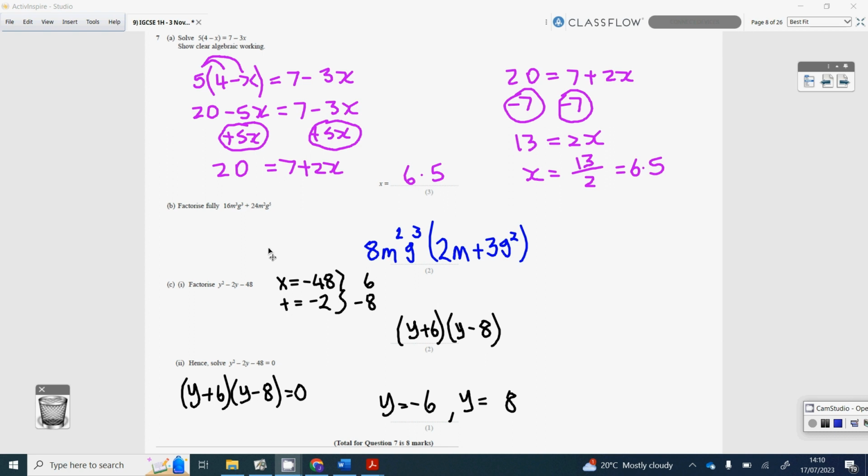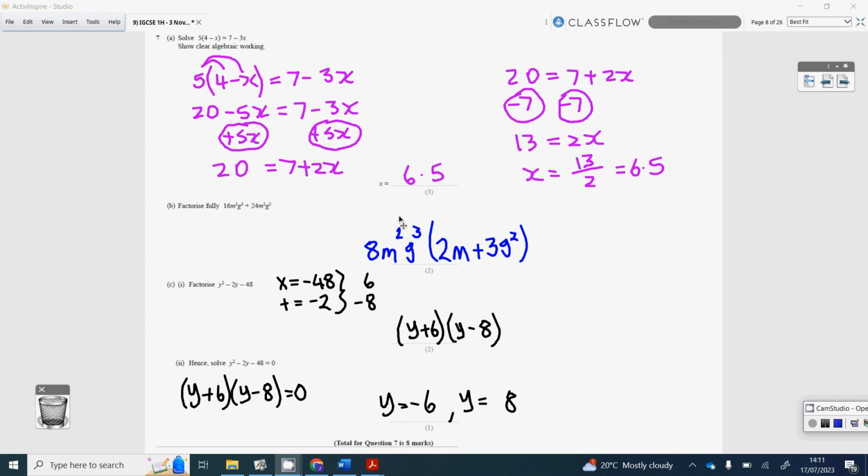7b. Now factorising means putting the brackets in, and fully means there's going to be more than one component coming outside the bracket. And you'll see here we've actually got 3 components. So just work your way along component by component. So just looking at the normal numbers, what's the highest common factor of 16 and 24? Well, that's 8. What's the highest common factor of m cubed and m squared? Well, that's m squared. And the highest common factor of g cubed and g to the power of 5 is g cubed. So get that on the outside, open up your bracket.